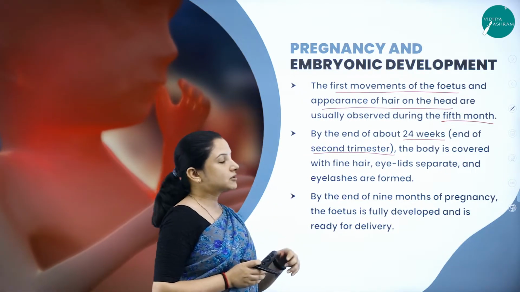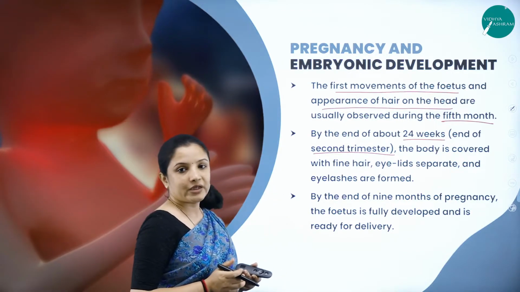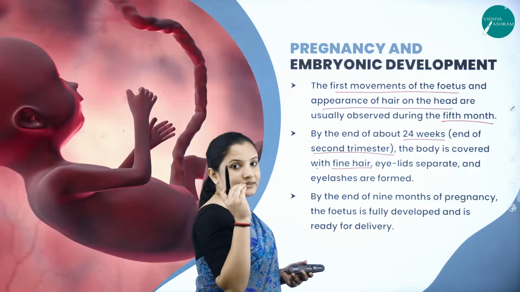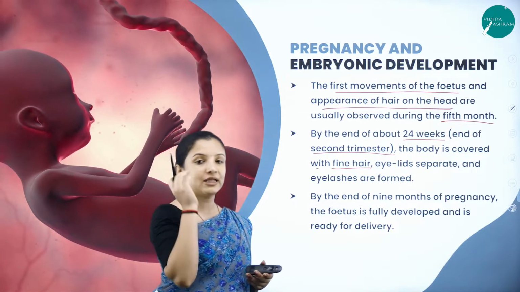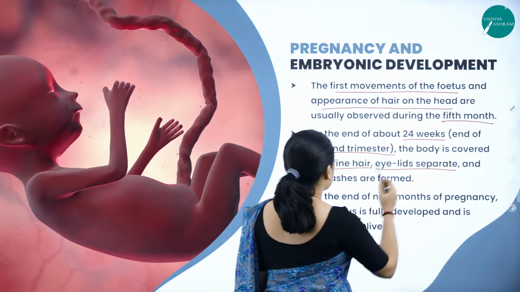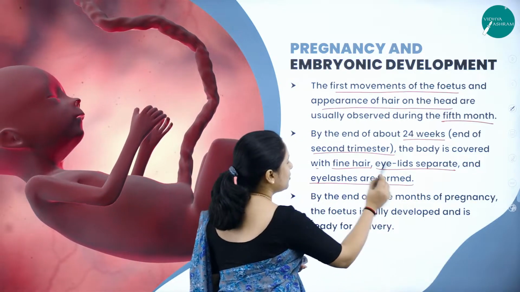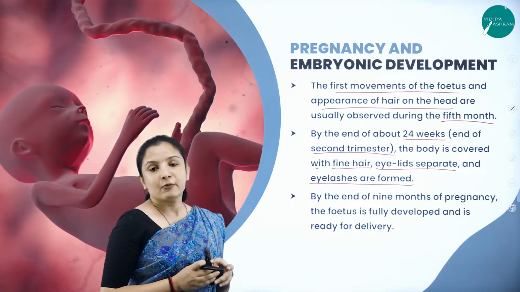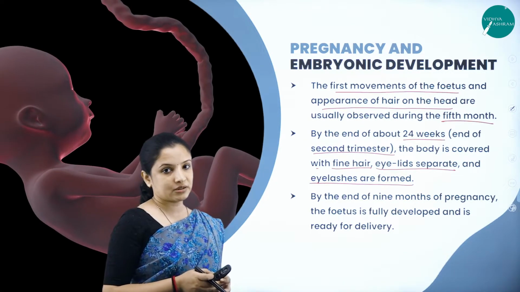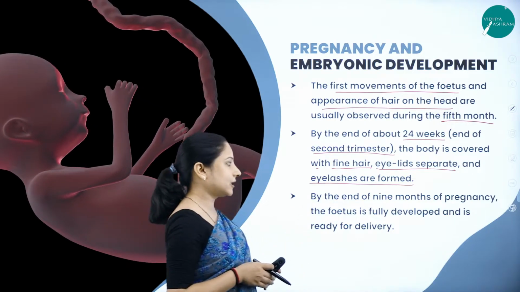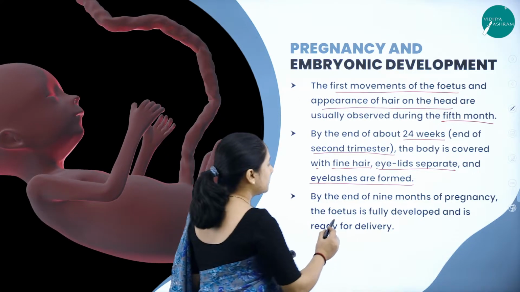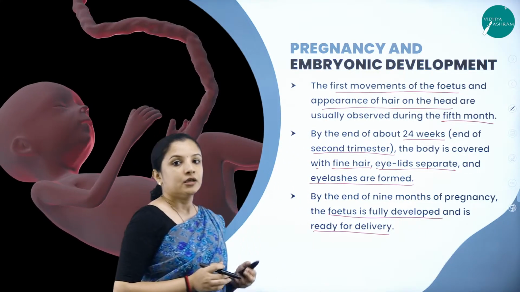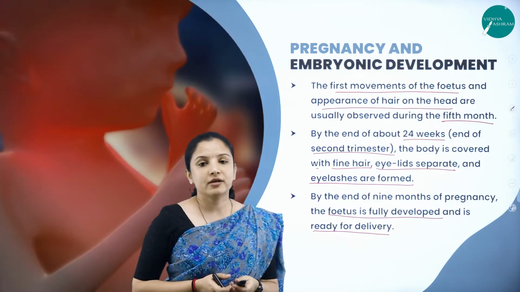So when the 2nd trimester comes to an end, the body of the fetus gets covered with very fine hair, and the eyelids which were formed and closed will start to separate, and the eyelashes will start to form. And by the end of the 9 months of pregnancy, that is by the completion of the 3rd trimester, the fetus will become fully developed and it is ready for delivery, which is called parturition.